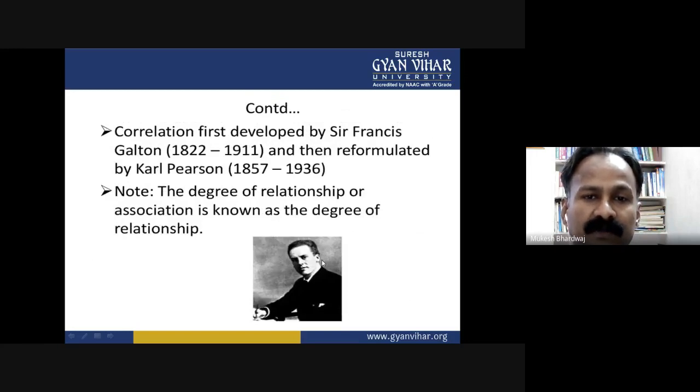Correlation was first developed by Sir Francis Galton in 1822 to 1911, and then reformulated by Karl Pearson, 1857 to 1936. Note, the degree of relationship or association is known as the degree of correlation.